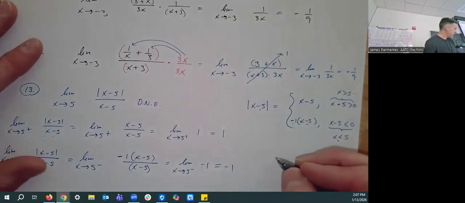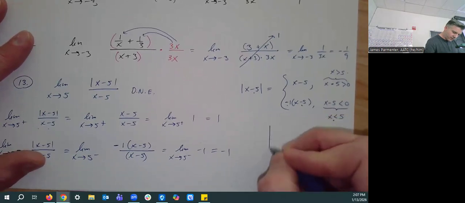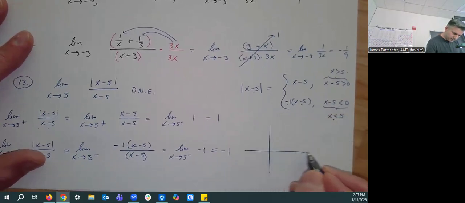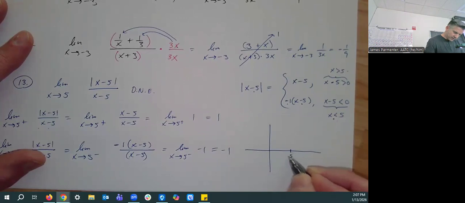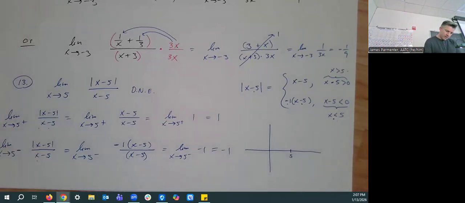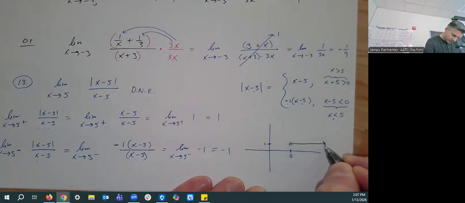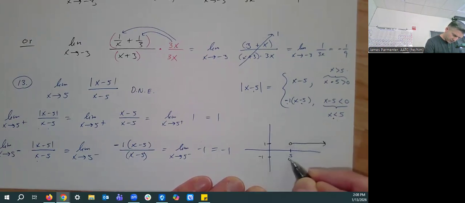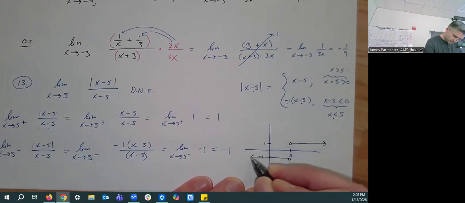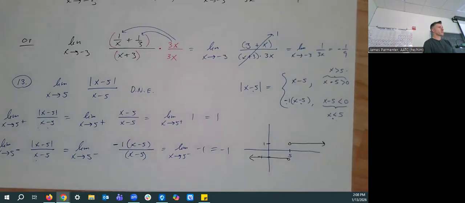Graphically, this function looks like this. At 5, it's completely undefined. On the right side of 5, it's equal to +1. On the left side of 5, it's equal to -1. So obviously, you can see that as you approach 5 from either side, we don't match up. There's no connection there.